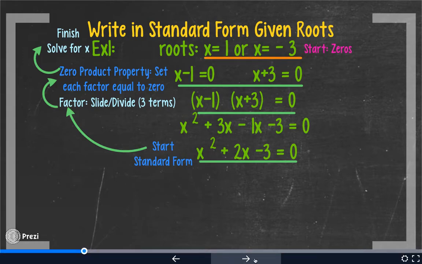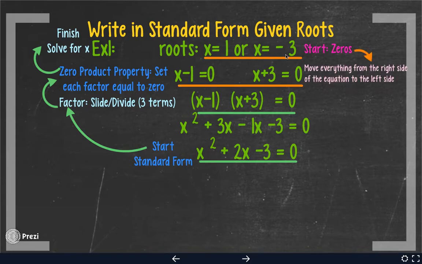These are our zeros. Then to get from our zeros to the next step, we basically bring everything from the right-hand side of our equation to the left-hand side. So like when we bring negative 3 to the other side, we have to add 3 to get it on the other side, and it becomes x plus 3. And same here. When we have a positive 1, the way we get it to the other side is by subtracting a 1.